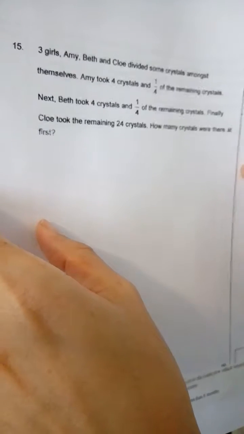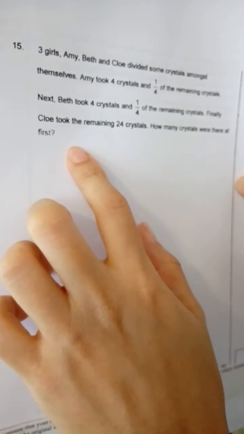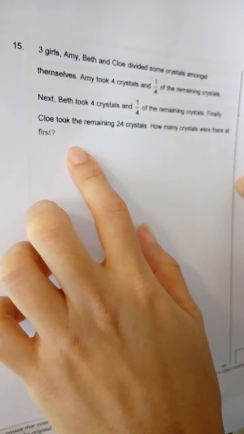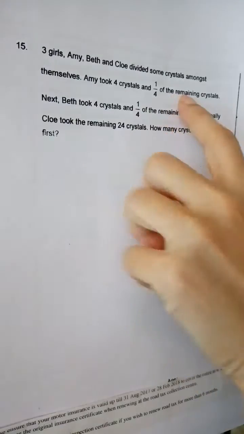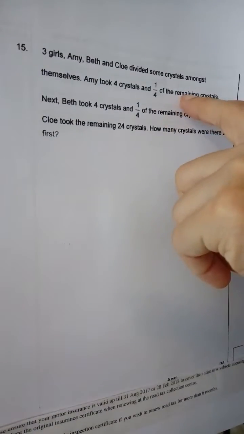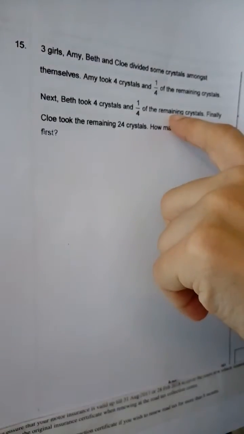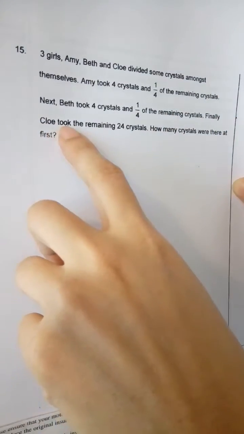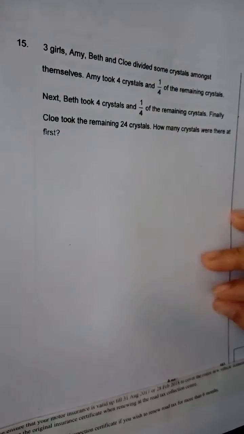Sorry, the left flat, right? Can you see? Okay, I'll read it to you. 3 girls, Amy, Beth, Chloe, divided some crystals among themselves. Chloe took 4 crystals and 1/4 of the remaining, not the total. Next, Beth took 4 crystals and 1/4 of the remaining again. Finally, Chloe took the remaining 24 crystals. How many were there?